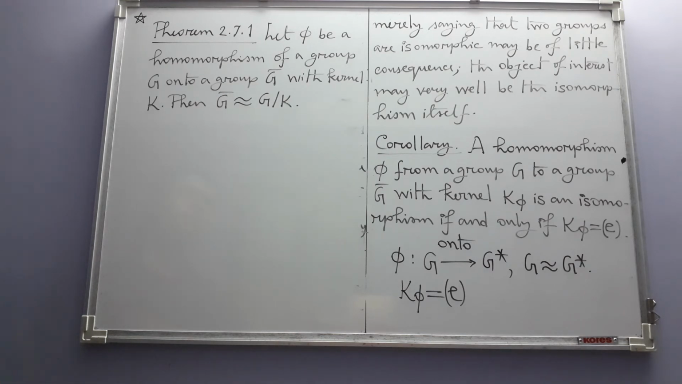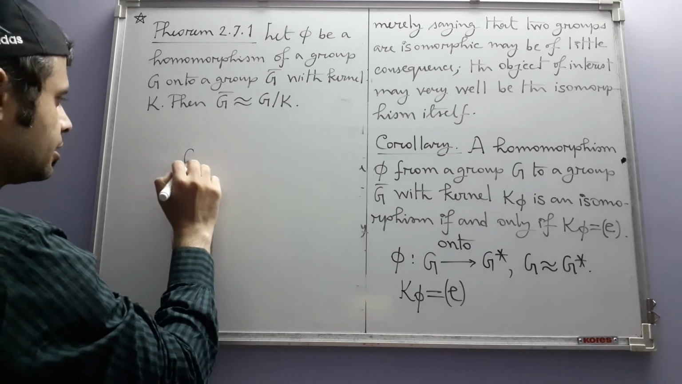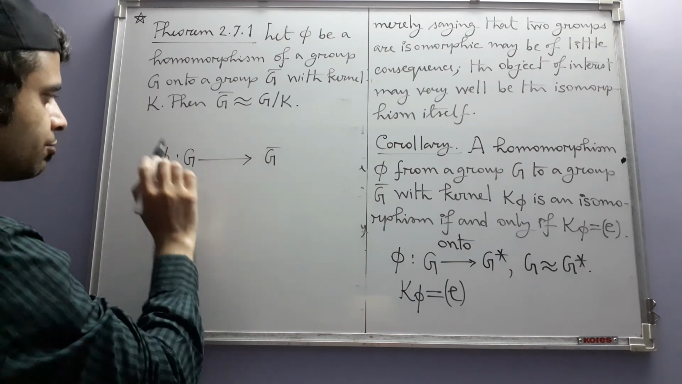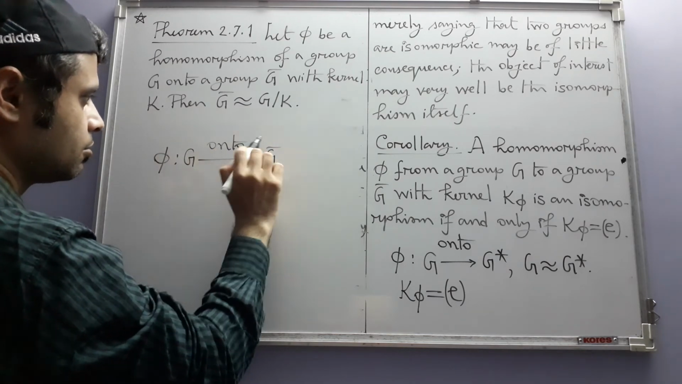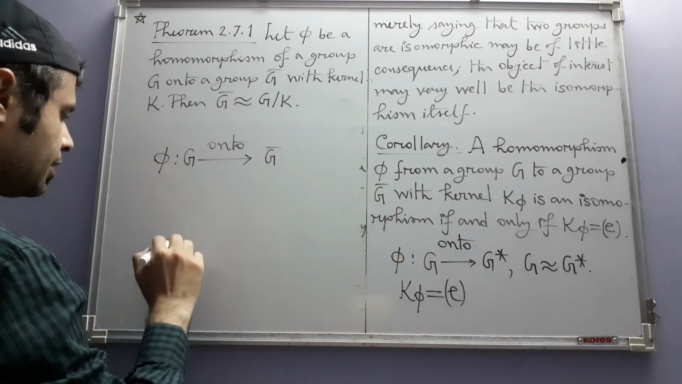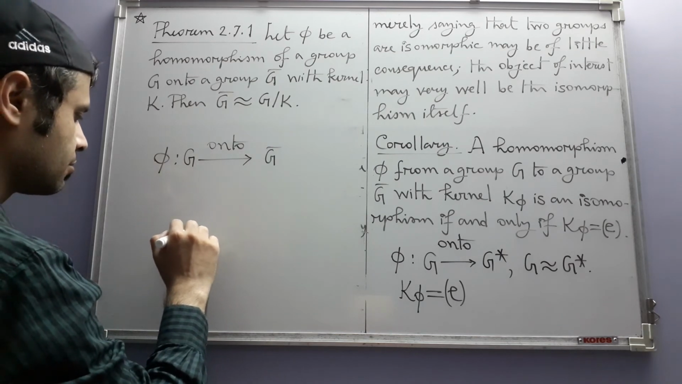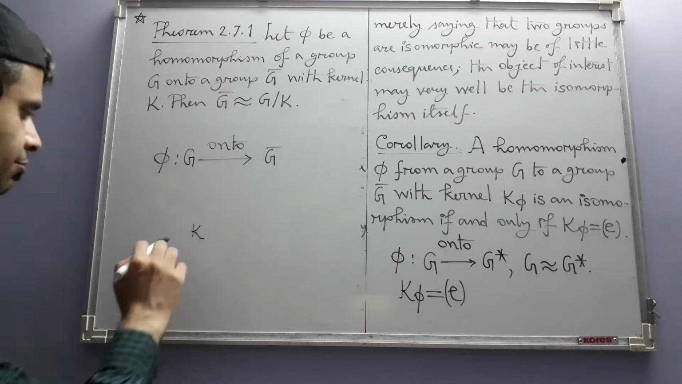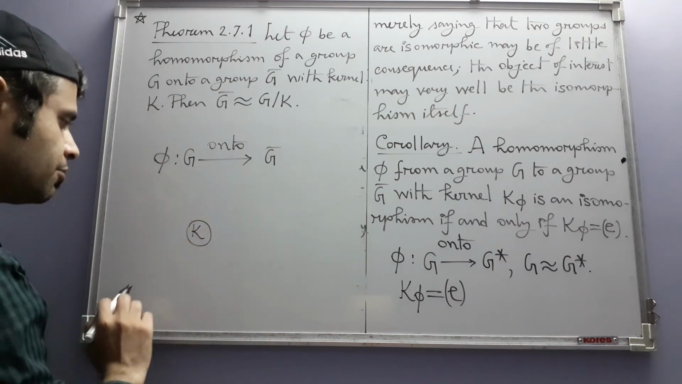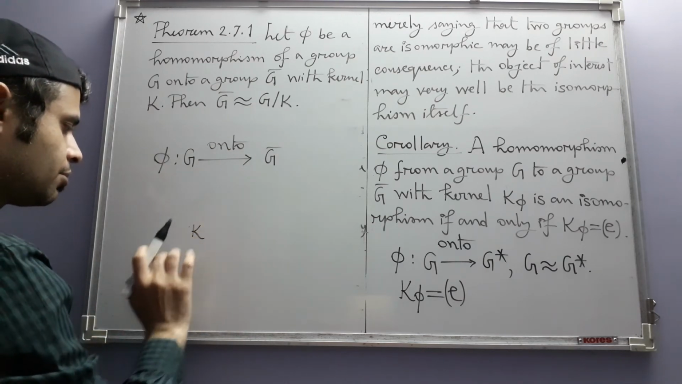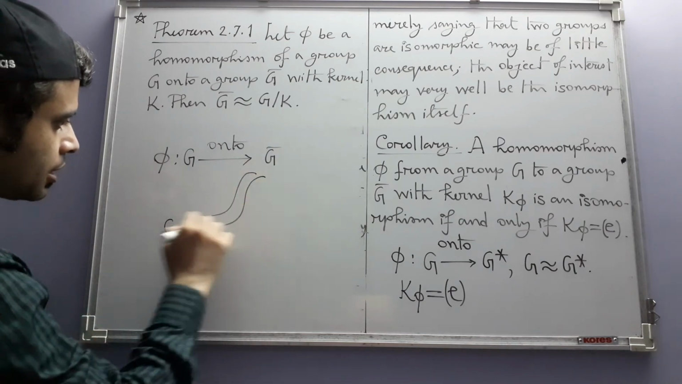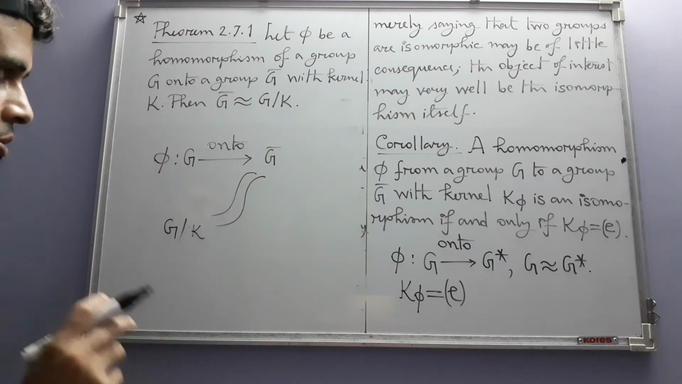Let us first see what it says. It says that there is a homomorphism phi of G onto G bar, just like this situation, and the kernel of phi is given to be K. Then, we already know that K being the kernel of a homomorphism is a normal subgroup of G. So that means we can form the quotient group G by K. It turns out that these two groups are isomorphic. Okay, so that is the meaning.